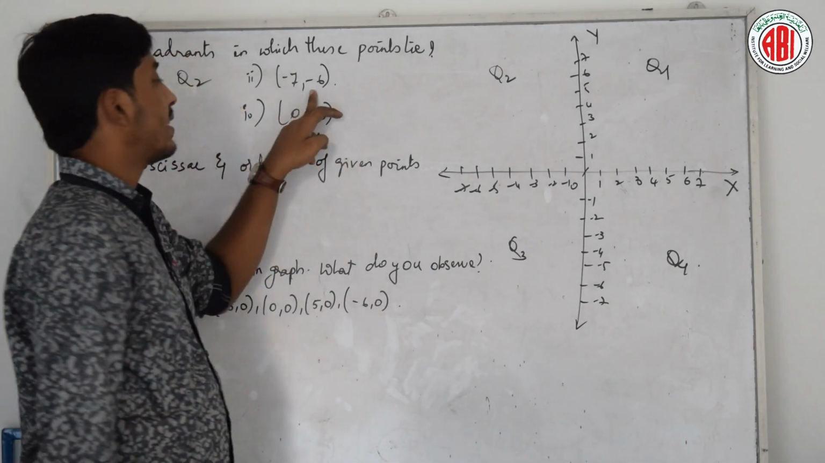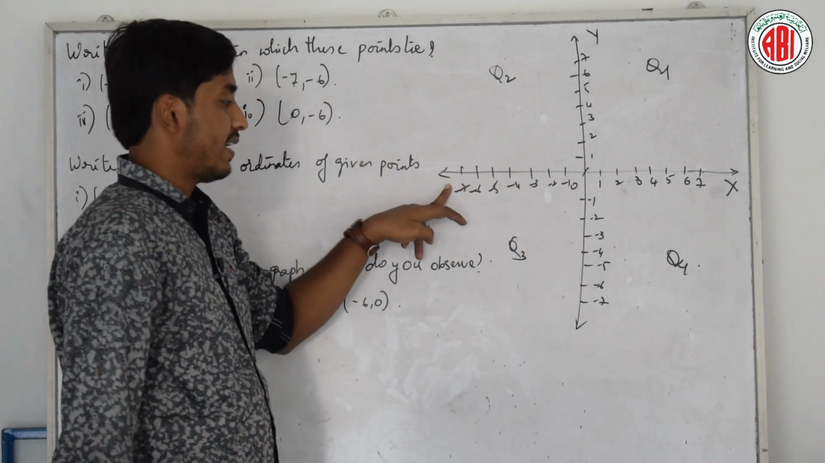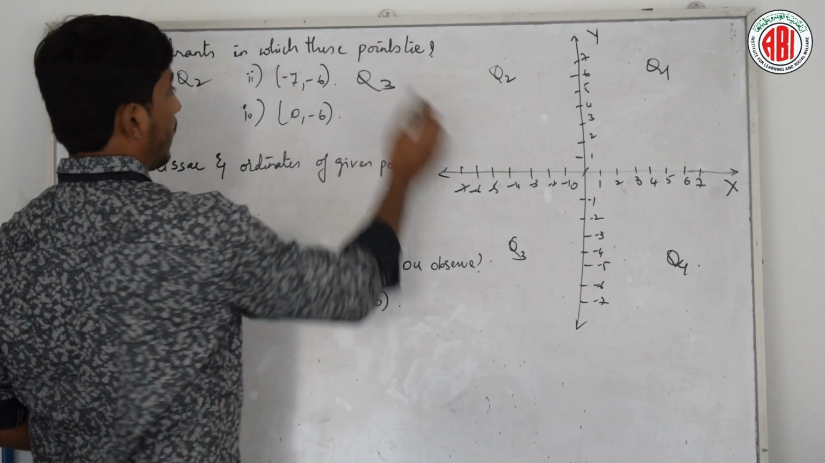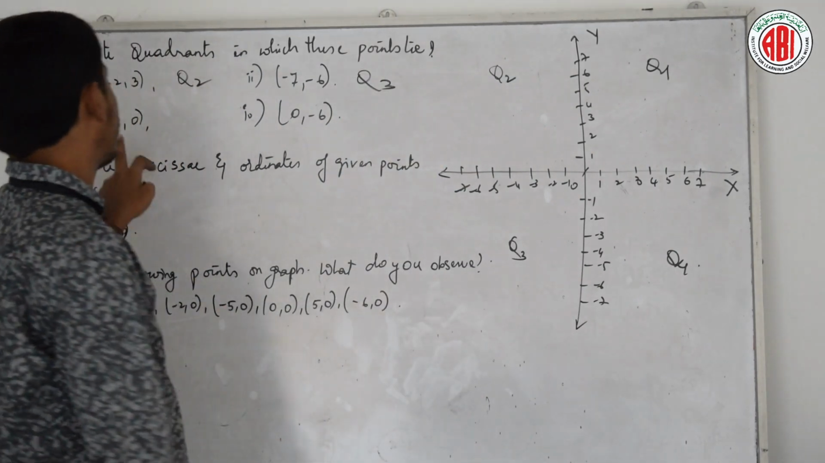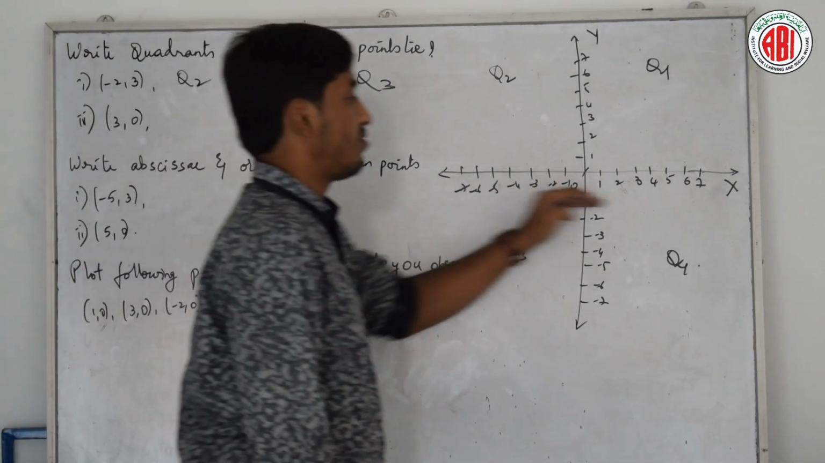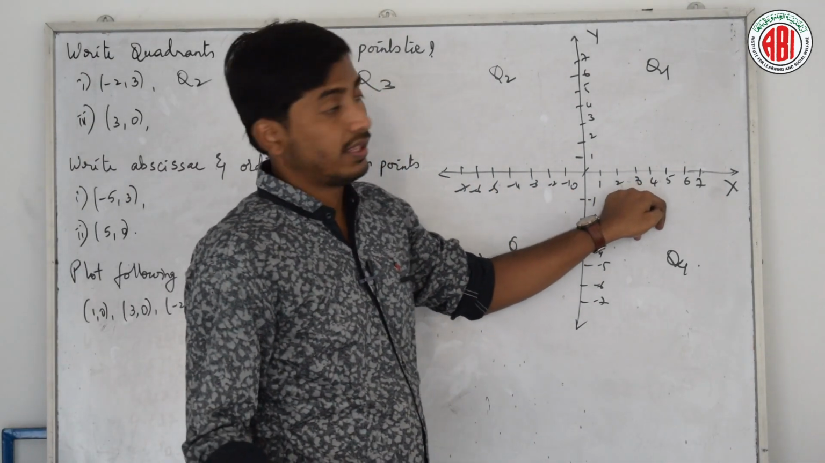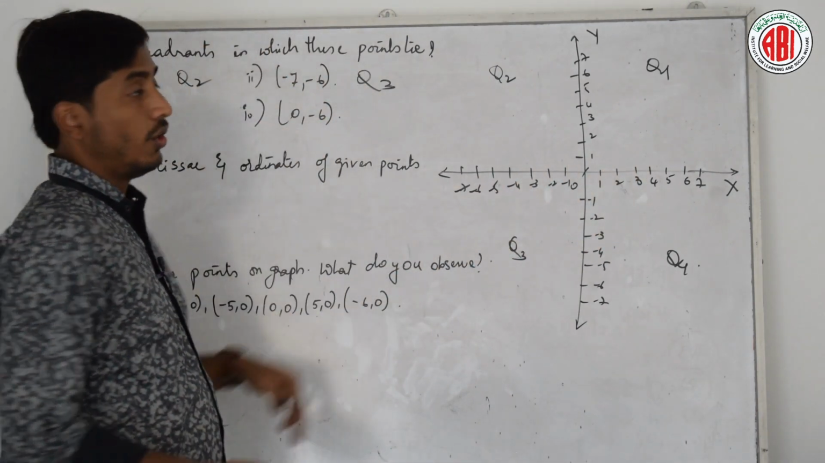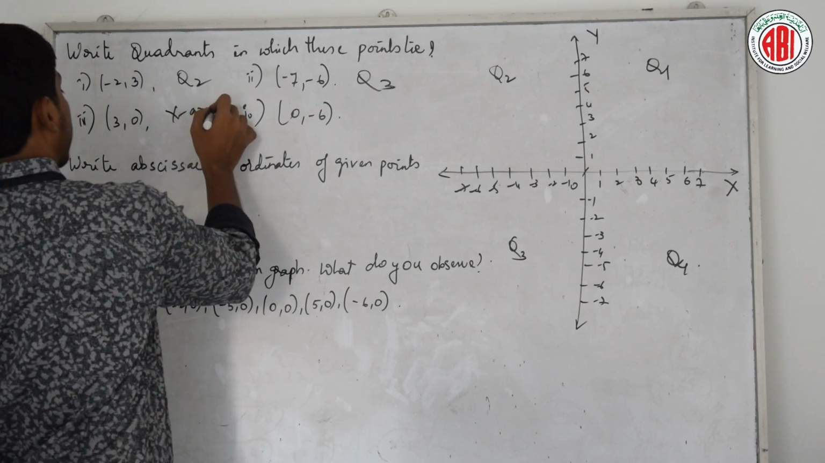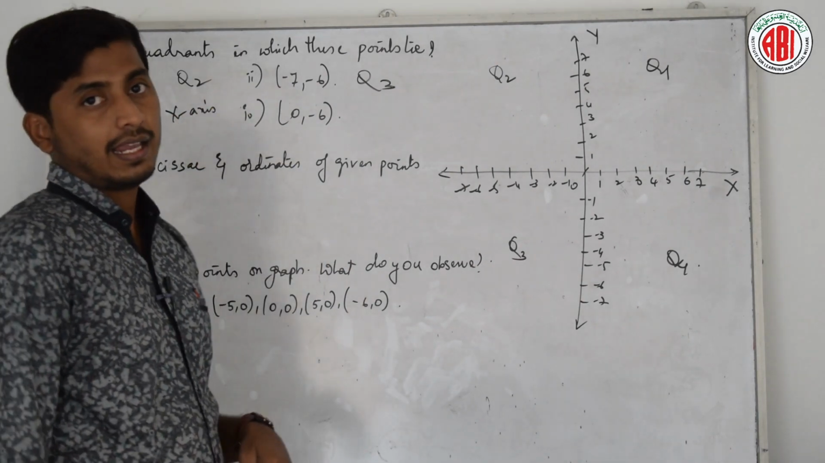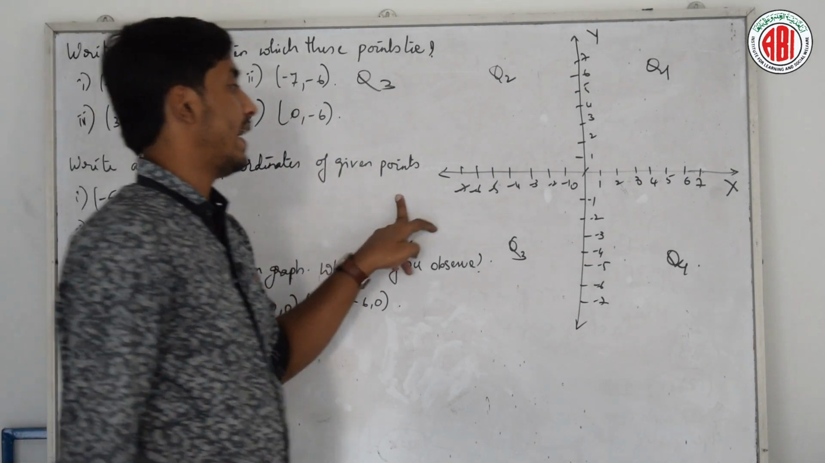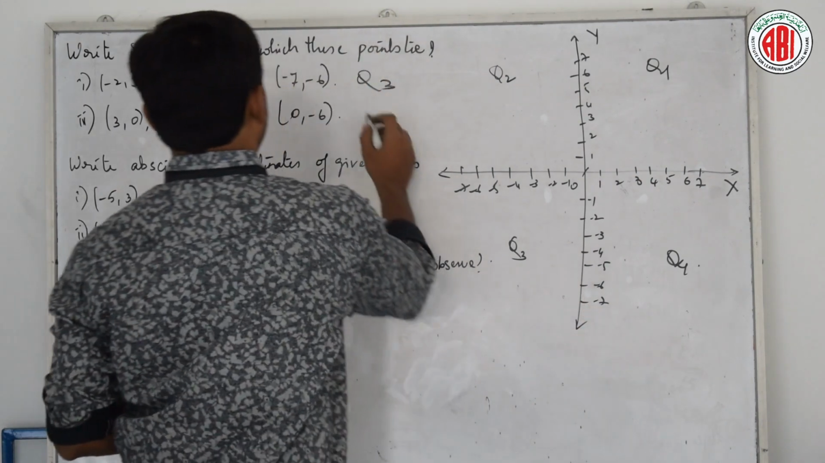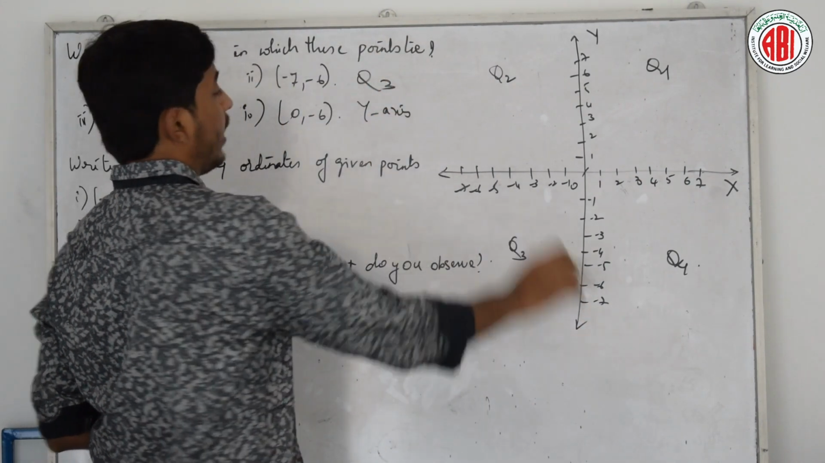And the next, minus 7 comma minus 6. X is minus 7, y is minus 6. In which quadrant is it? Quadrant 3. Yes or no? Look at the next question, 3 comma 0. X is 3, y is 0. There is no y. That means it lies on x axis only. Will it lie in some quadrant? No, it lies on x axis. Clear? Now 0 comma minus 6. X is 0, y is minus 6. Where does it lie? It lies on y axis. It does not belong to any quadrant.